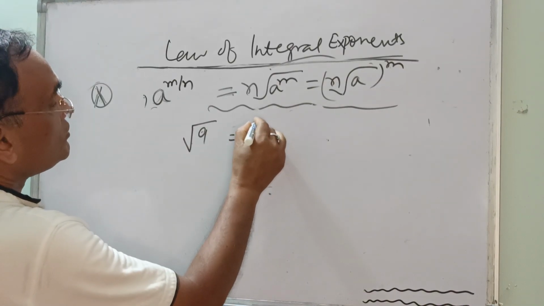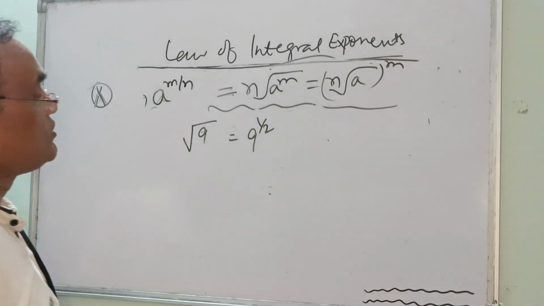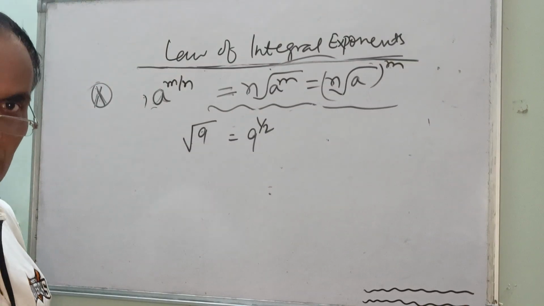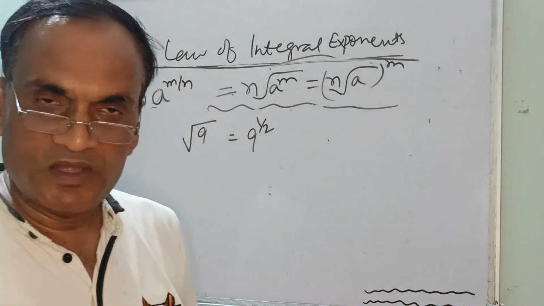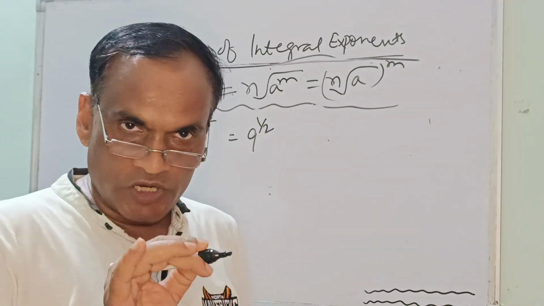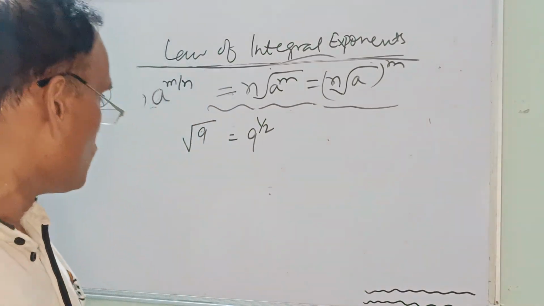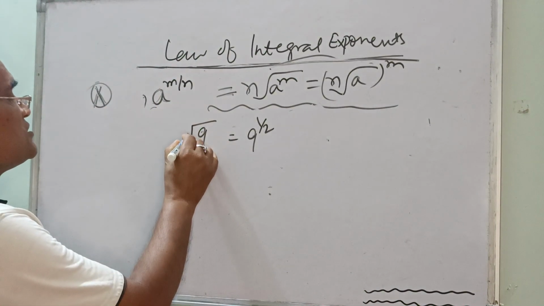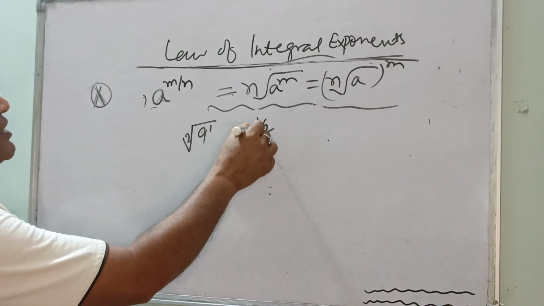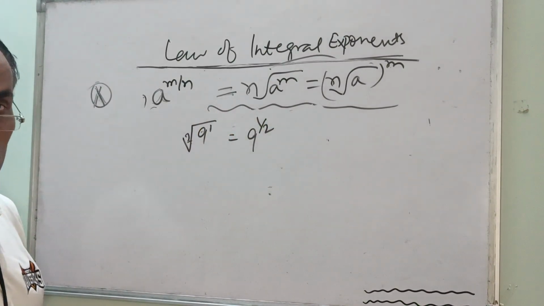Root under 9. So you will write 9 to the power 1 upon 2. There should not be any type of question in this. If you get the solution like this, you should not have any questions, because gentlemen, you know the 2 is present here and 1 is present here. So we write 9 to the power 1 upon 2.